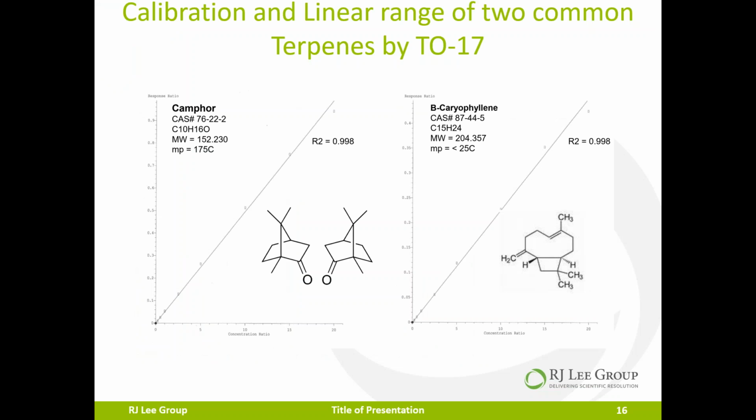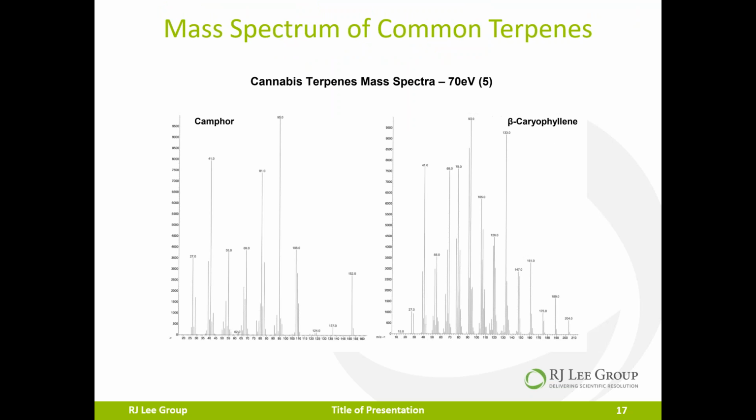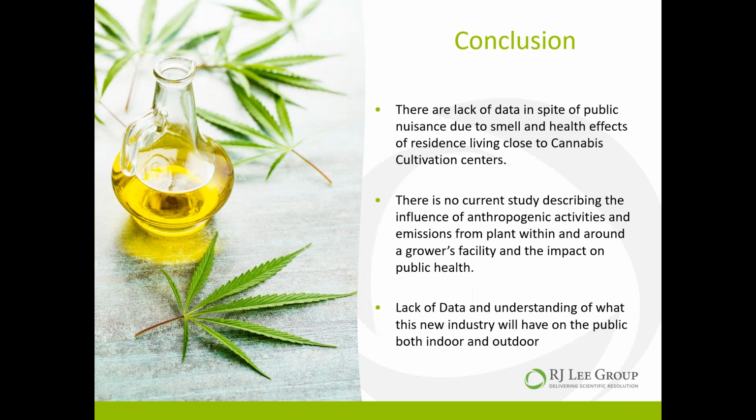And showing you here the same thing, a couple of the different terpenes. You see the curve for camphor and beta caryophyllene, and you see a very linear calibration. It goes down to sub parts per billion. Next slide. And here is the mass spectrum for these two compounds. Again, as you can see, very good identification and detection. It's a great way to measure the concentration of terpenes in indoor air. Next slide.